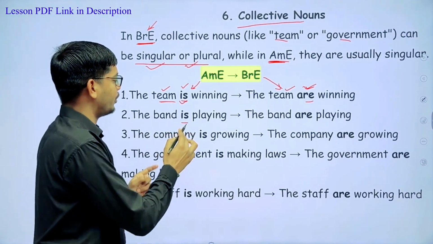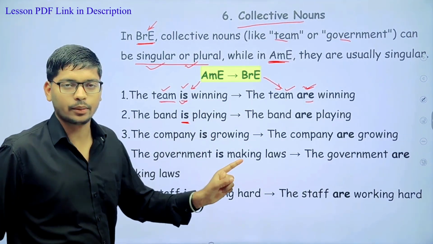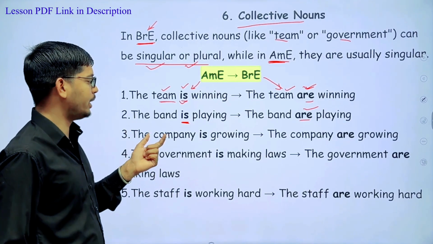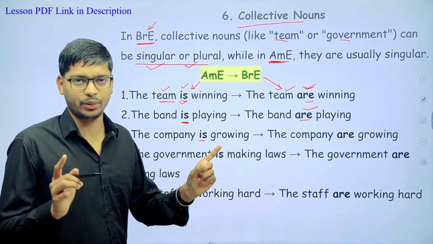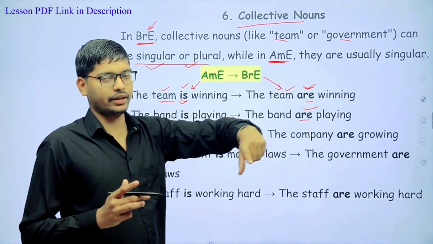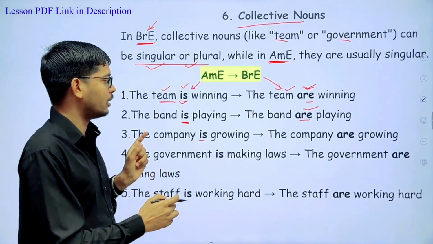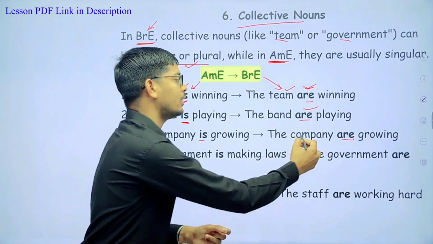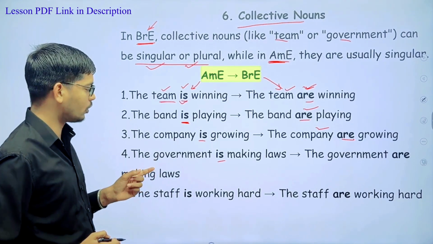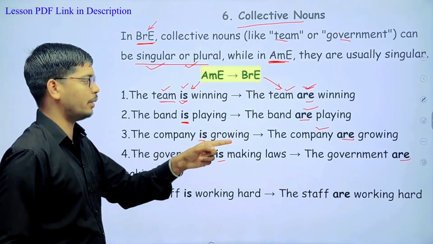Next, the band is playing. In American English singular, but in British English the band are playing. The company is growing. Company is a collective noun, so in American English it is usually singular, but in British English it can be singular or plural, so the company are growing. Next, the government is making laws, but in British English the government are making laws.